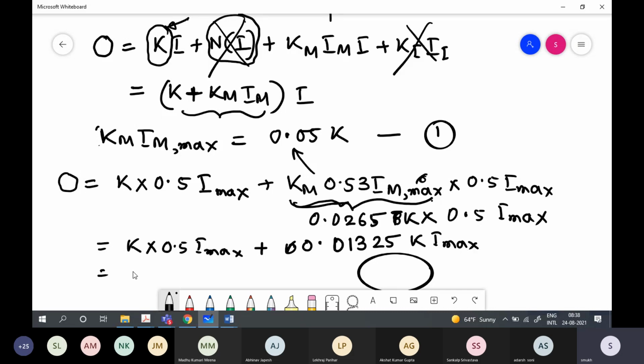So it is 0.5 plus 0.01325, that is 0.51325 K times I max. Now Omax, what is the maximum value? What is the full scale output range? Omax, or the full scale output range, OFS, is equal to K times I max.